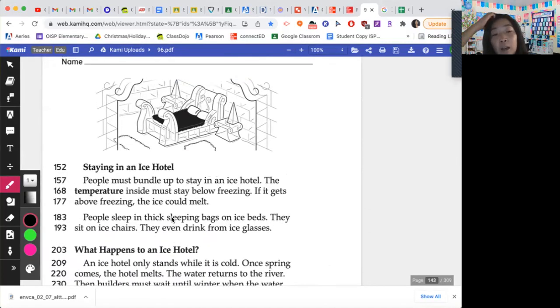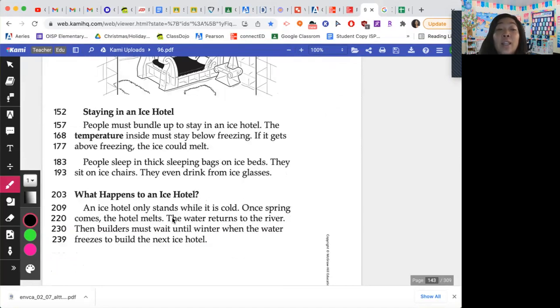Staying in an ice hotel. People must bundle up to stay in an ice hotel. The temperature inside must stay below freezing. If it gets above freezing, the ice could melt. Sorry, one second, guys. Okay, people sleep in thick sleeping bags in ice hotels.